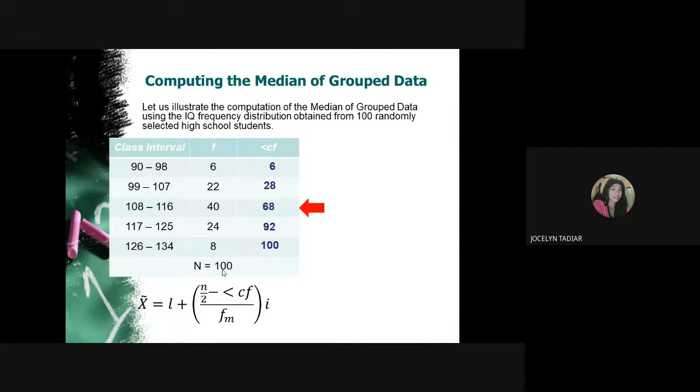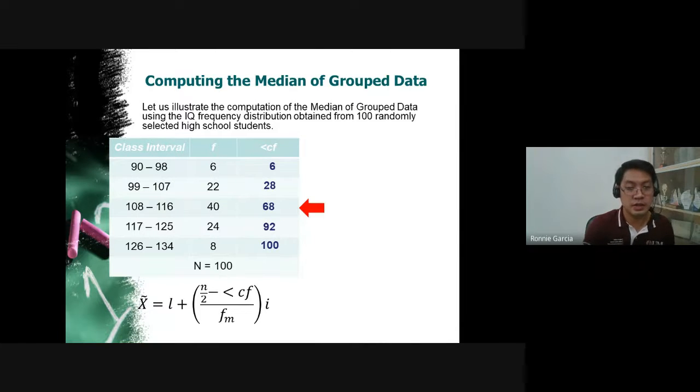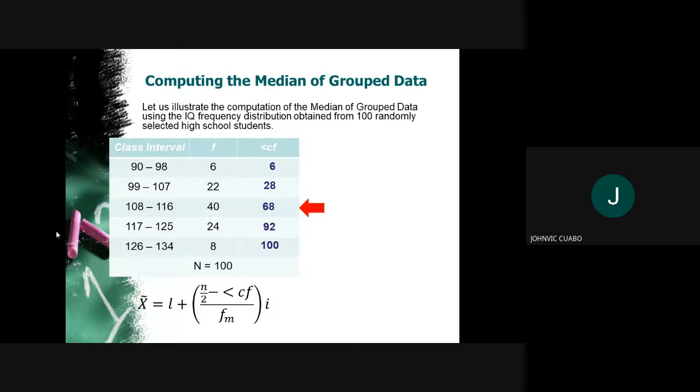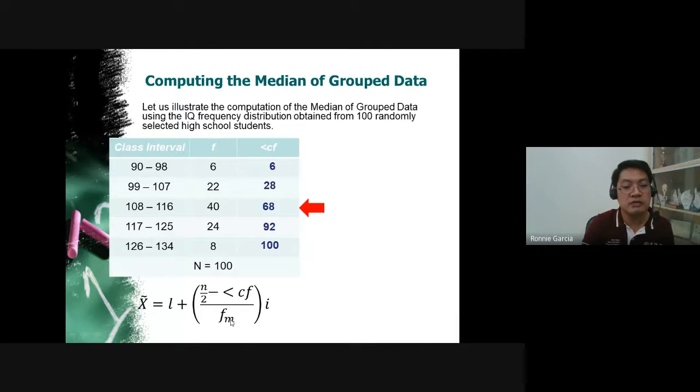100, sir. Very good. 100 divided by 2 is the value, minus the cumulative frequency above the median class. If this is the median class, 108 to 116, with a cumulative frequency of 68, what is the cumulative frequency above it? 68, sir? Above it, 28, sir. Yes, 28, divided by the frequency of the median class.